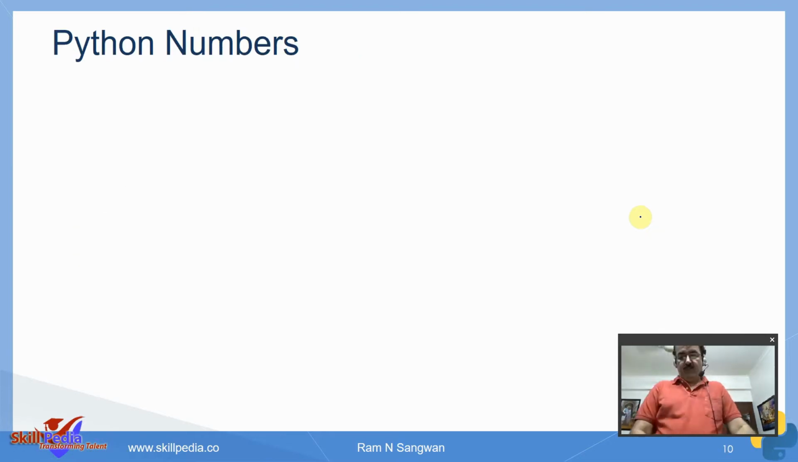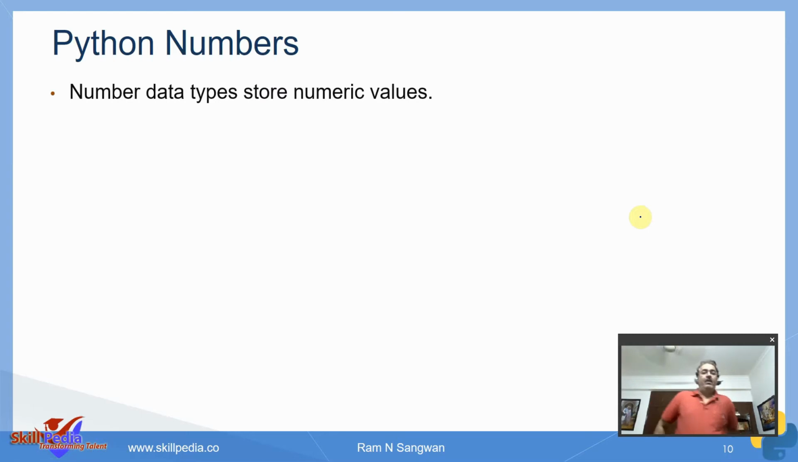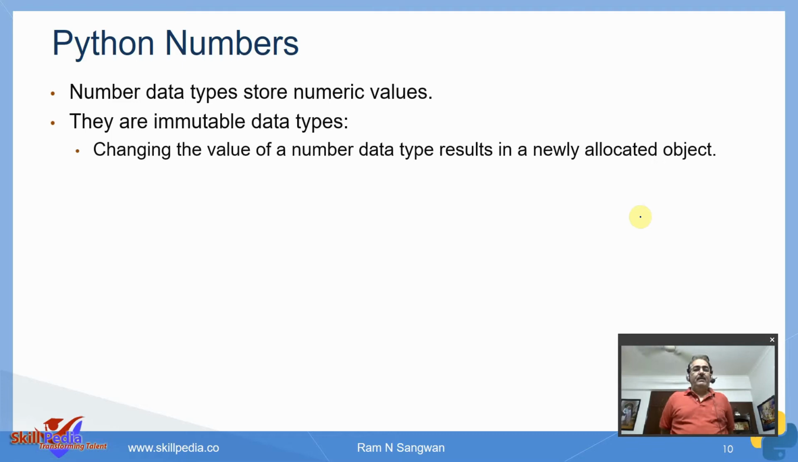Python numbers. What are numbers in Python? The number data type stores numeric values. They are immutable data types. Immutable means you cannot change, you can replace. Changing the value of a number data type results in a newly allocated object. That means you override them. You cannot change the value. They are immutable data types.